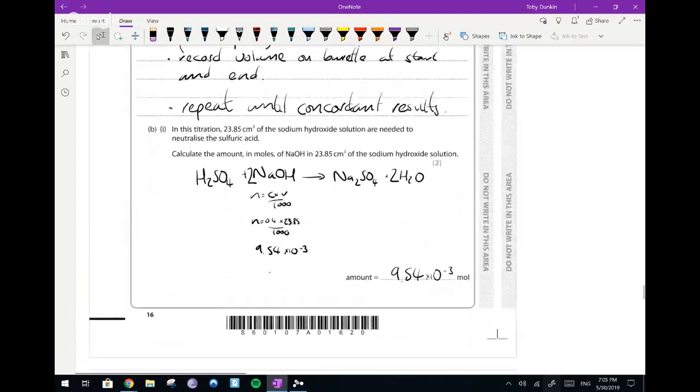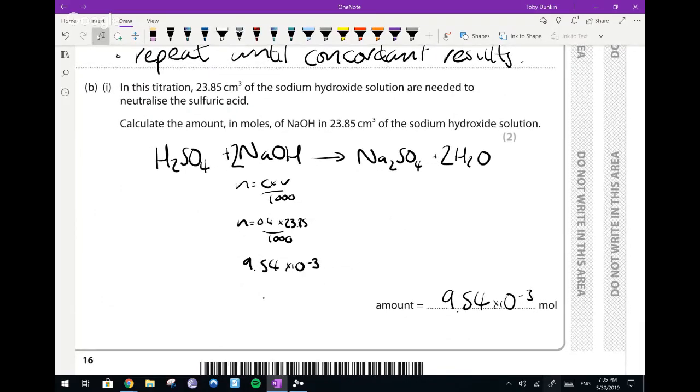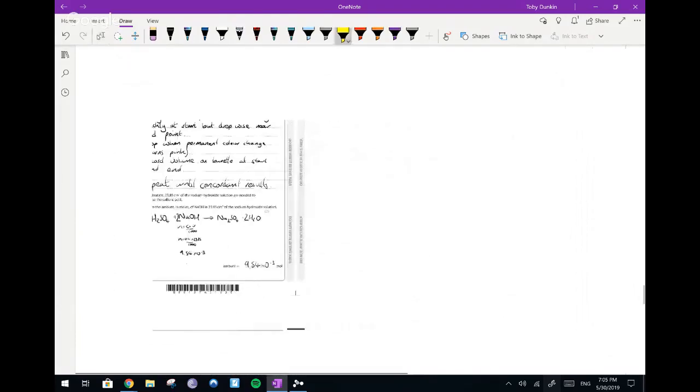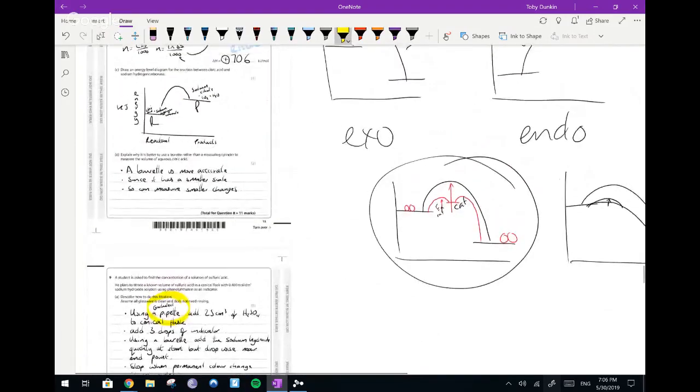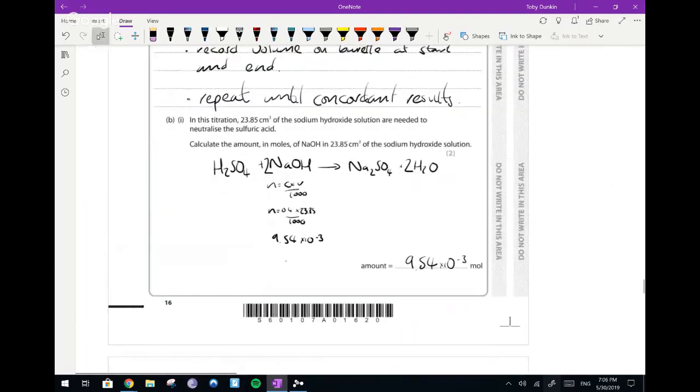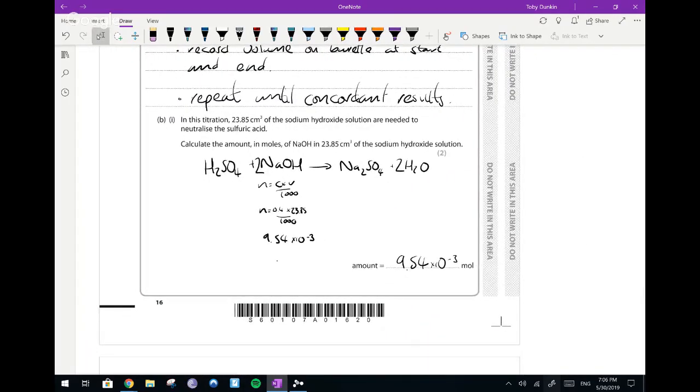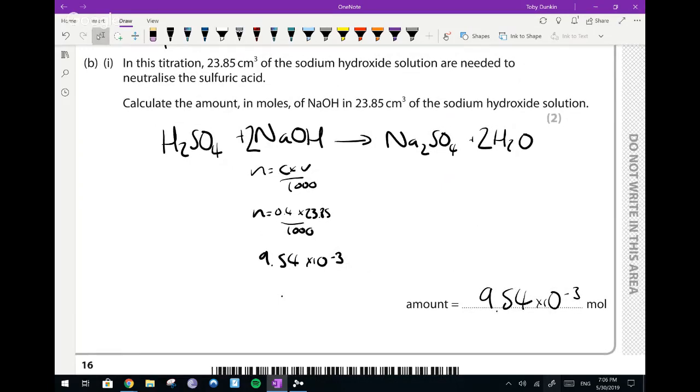Next. In this titration, 23.85 centimeters cubed of sodium hydroxide are needed to neutralize the sulfuric acid. Guys, this was really hard because they didn't give you the equation, did they? No equation. That was pure evil. I've never seen them do that at GCSE, ever. They have always given the equation, except on the specimen paper. Be warned. Sulfuric acid, sodium hydroxide, sodium sulfate, and water. And balance. It's in a 2-to-1 ratio.